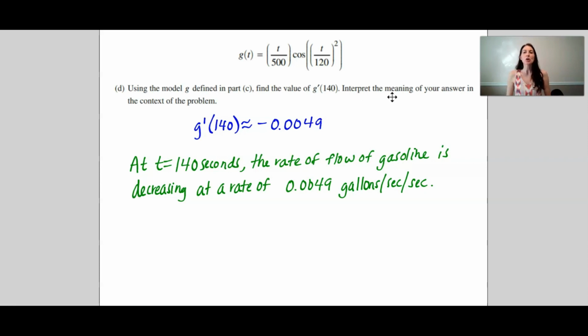It also said to interpret the meaning of your answer in context of the problem. The meaning of this is that at t equals 140 seconds, so you have to state the specific moment in time, the rate of flow of gasoline, that was G of t, is decreasing because I got a negative value. You want to use the positive value, since you said decreasing. So it's decreasing at a rate of 0.0049 gallons per second. And that is question number 1 from the 2023 AP Calculus AB exam.